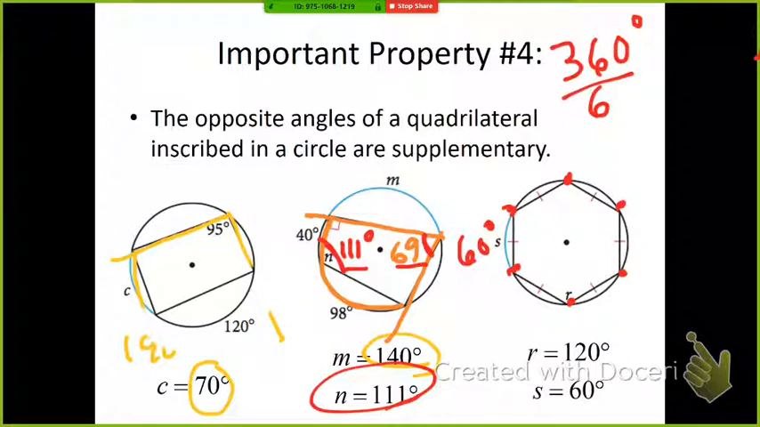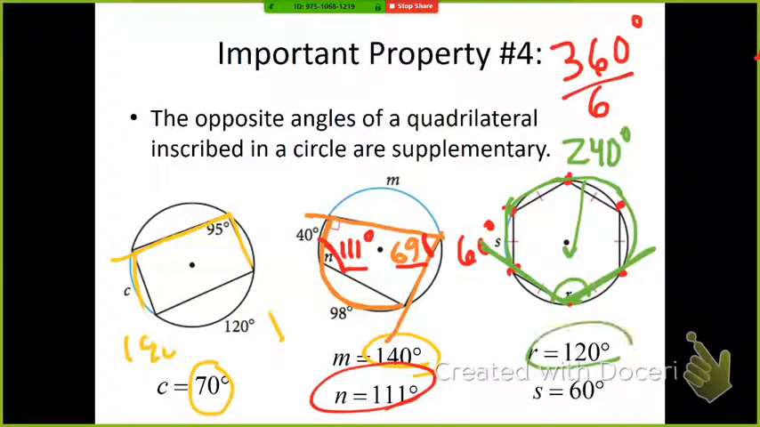So when you look at this angle right here, angle R, all right, it intercepts an arc that's 60 plus 60 plus 60 plus 60, which is 240. So this angle has to be half of that, 120.